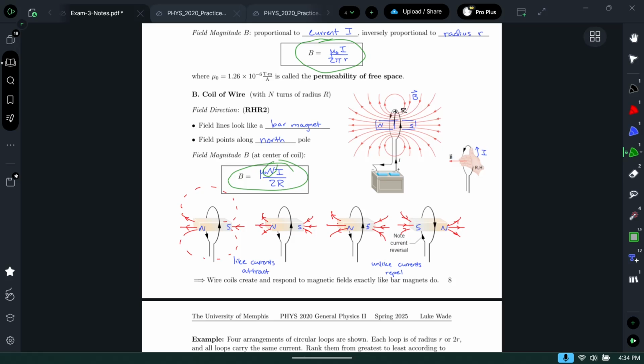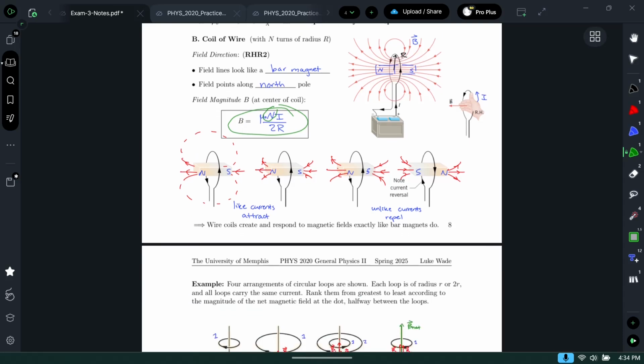N equals 1 for a loop. If it's 100 loops, it's a coil made up of 100 loops, N is 100. But usually people forget that N is equal to 1 for a single loop.